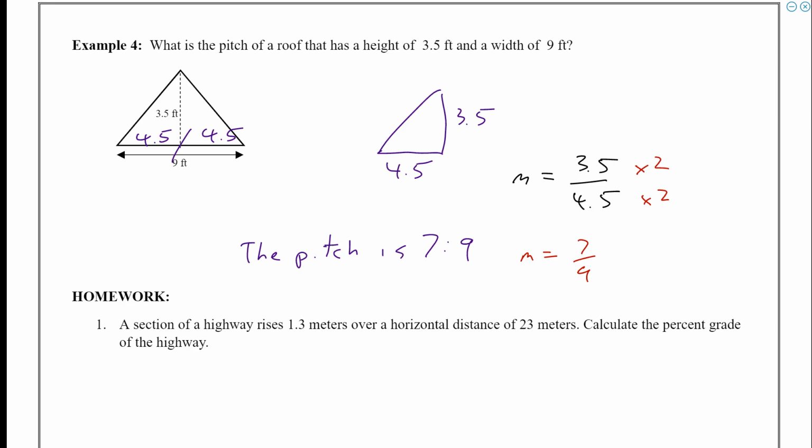And if we had wanted to find percent grade, we would then just go 7 divided by 9 times 100%. So slope, pitch, percent grade, we're all saying the same thing, just expressing this one as a fraction or as a decimal, this one as a ratio, and then the final one as a percent.